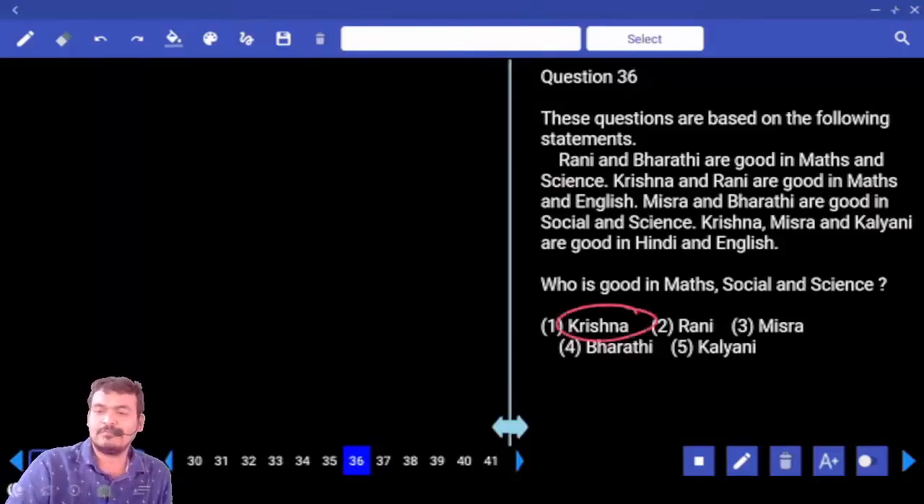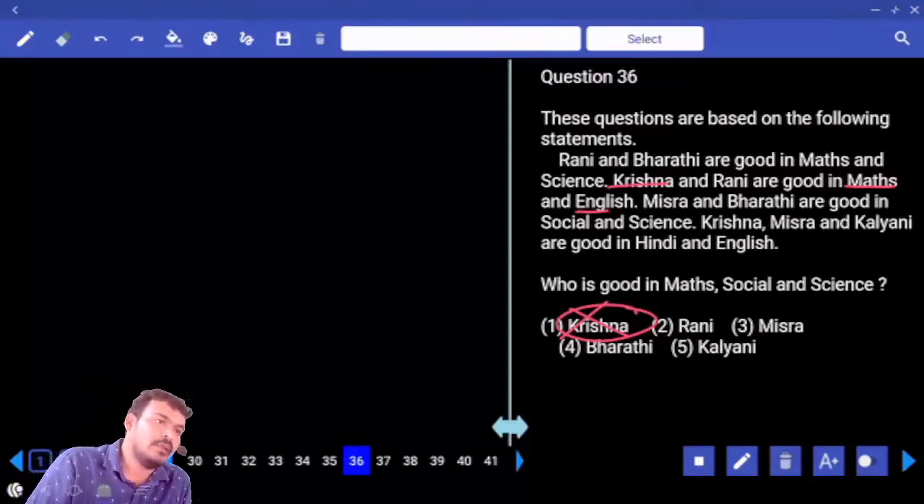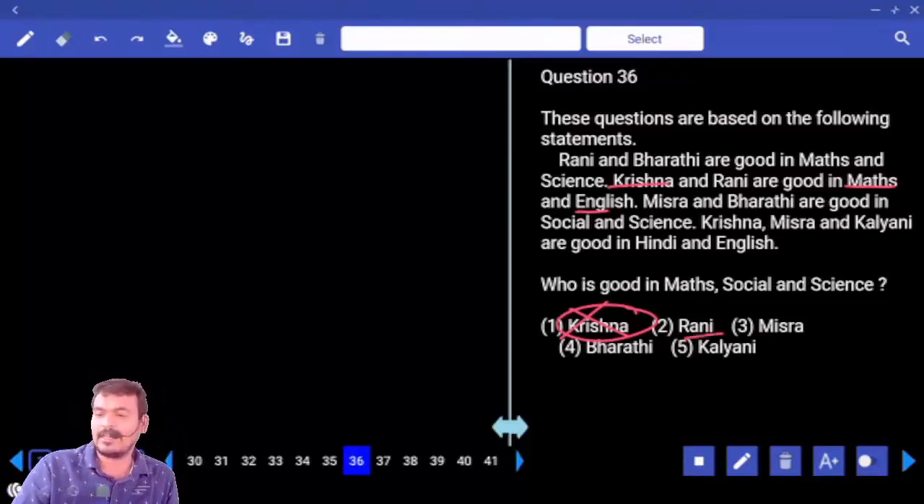What is the first option? Krishna. Are maths, social, science given for Krishna or not? Krishna is good at maths, English. Okay, means eliminate Krishna. What is the second option? Rani. Rani is good at maths, social and science. No. Rani is also eliminated.